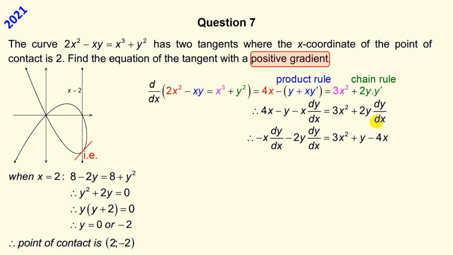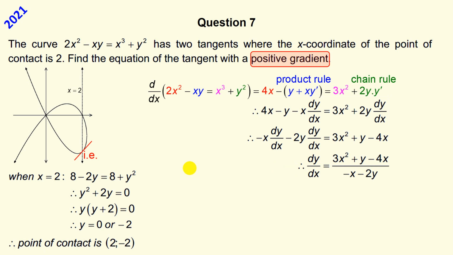Now what I'm going to do is isolate terms containing dy by dx, or y prime, on one side, and everything else to the other side. And we end up with dy by dx equaling that expression there. You can put a negative in front and make this x plus 2y if you like. It doesn't make any difference.